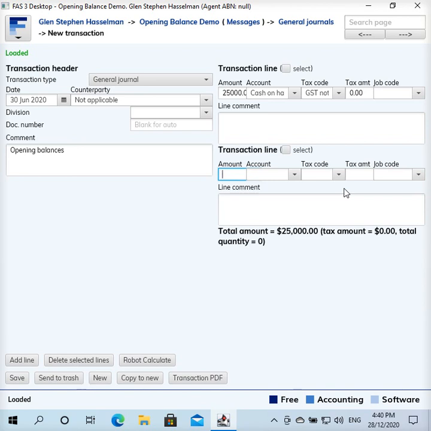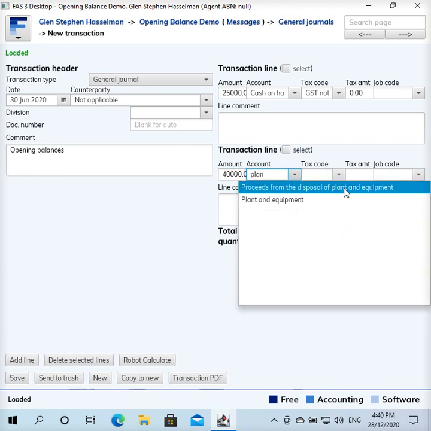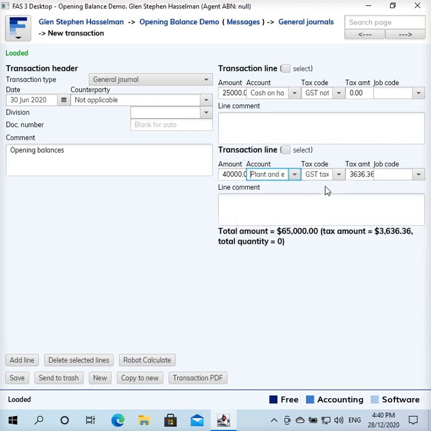So let's say you had some plant and equipment of $40,000. Just put that in. Let's come up with GST taxable purchase as a default. Should be GST not applicable for this. And you just repeat that for as many assets as you've got. They should be debit balances, so positive numbers.